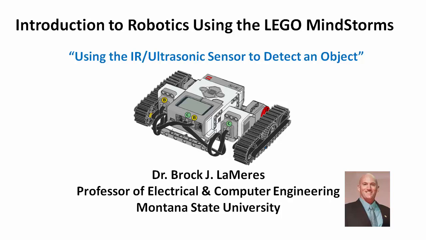Now we're going to look at using one of our sensors to detect an object. And what we're going to look at is using the EV3 IR sensor. If you don't have the IR sensor, you can do this equally with the ultrasonic sensor. So depending on which kit that you purchased, we're just going to use this to detect an object.